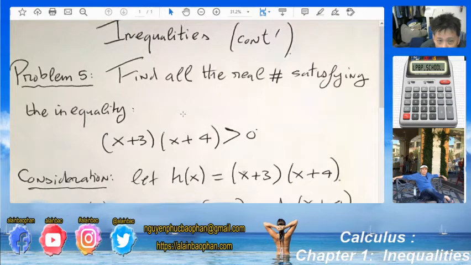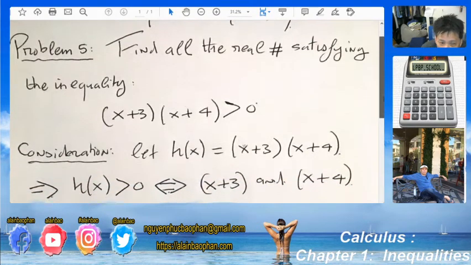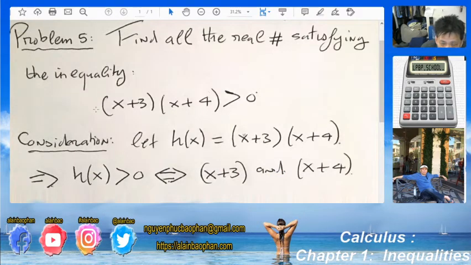Okay, let's get into the problem. Let's say find the real numbers satisfying the inequality x plus 3 times x plus 4 greater than 0. Okay, so the solution. I will show you how to solve inequalities with one method. First of all, you see on the left hand side x plus 3 and x plus 4, and on the right hand side greater than 0.